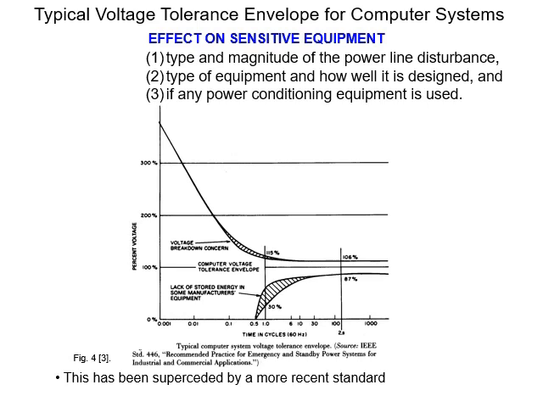The first element is the magnitude and power of the disturbance. We need to know what type and what is the magnitude and the power. The second issue is whether the equipment is designed to consider this disturbance. And the third issue is whether there is any power conditioner equipment connected to my load so it can protect it. I will give an example here.